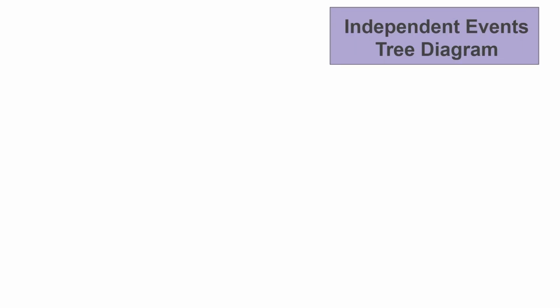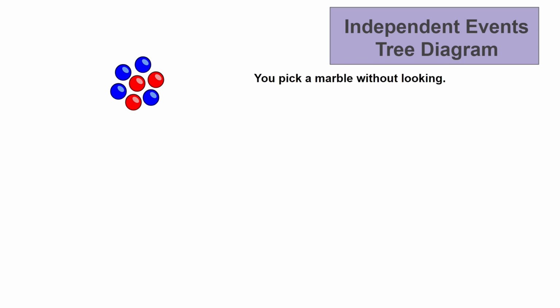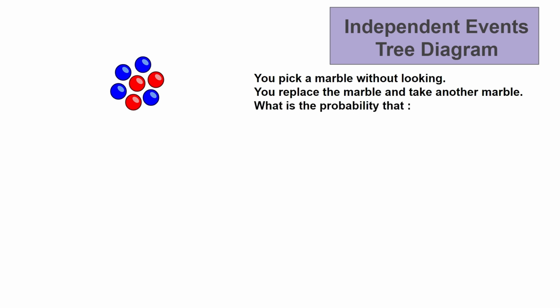In this video, I'd like to show you how to calculate the probability of independent events using a tree diagram. For example, let's say there's a bag of marbles, 4 are blue and 3 are red. Now, let's say you pick a marble without looking, and then you replace the marble and take another marble. What's the probability that the first marble will be blue and the second marble will also be blue?